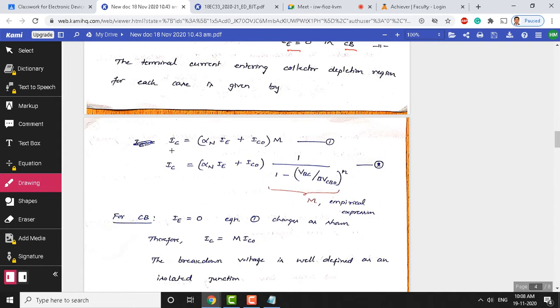Now let us write a general equation for the collector current that is flowing in the collector depletion region. The collector current IC is given by this equation: alpha N times IE plus ICO, times M. M is called the avalanche multiplication term. So M is going to be some number, and the expression for this M is defined here. I will put it in a flower bracket; that is the expression for M. M indicates avalanche multiplication, it is a constant. Okay. Let us not worry about this expression.